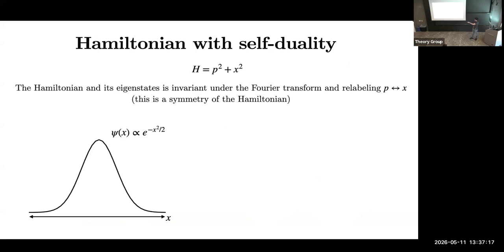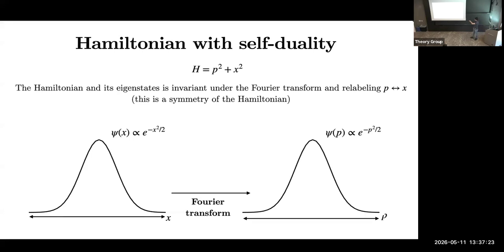So for example, the ground state is just this Gaussian. If you perform the Fourier transform, you have momentum space. The ground state is still roughly a Gaussian. And so if you relabel P and X, it maps back to itself again. So you can say that this Hamiltonian has a self-duality, which becomes a symmetry, given by roughly swapping P and X. So this is the quantum mechanics version of a duality.